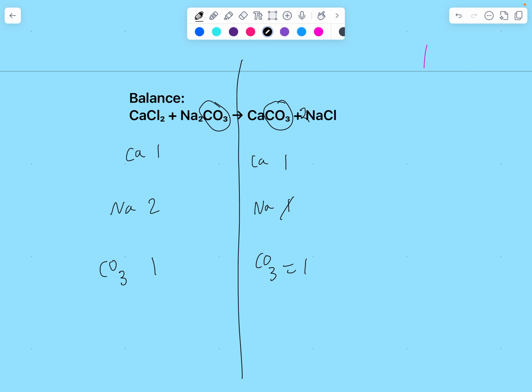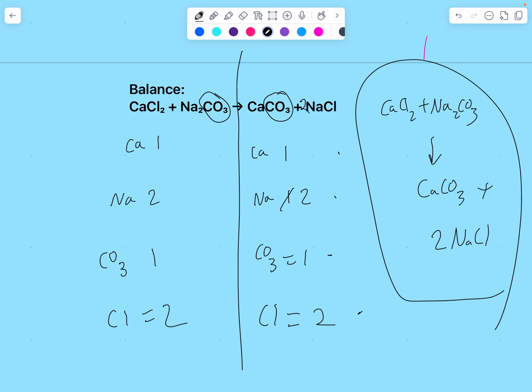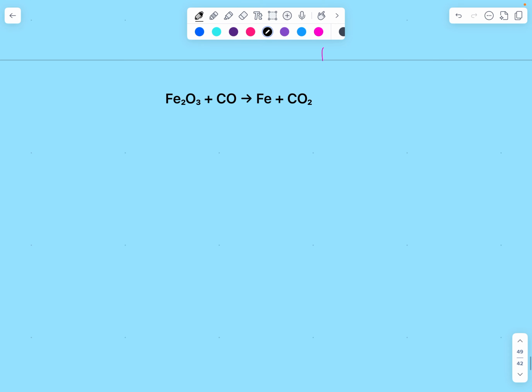We gotta make this a 2. So now it's 2 sodium, but now it's 2 chloride. But I didn't write that one out. So with chloride, you would write that out itself and say, okay, that's 2. Chloride is 2. So check this out. We have 2 Na now, and we have 2 chlorine. Now we need to balance out what? Nothing. Everything's balanced out. So the answer is CaCl2 plus Na2CO3, the arrow, you're going to say CaCO3 plus 2 NaCl. That's your final answer.